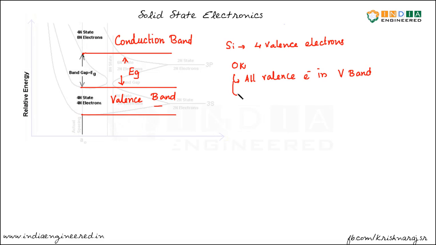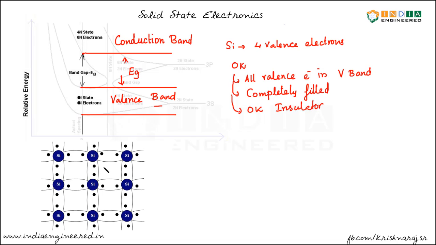Now I have mentioned that the valence band at 0 Kelvin is completely filled. Out of the four states available, we have four electrons occupying them. We have discussed that at 0 Kelvin, silicon acts as an insulator. We have explained in terms of covalent bonds that at 0 Kelvin, all the electrons are in the bonds and they are not free to move. So silicon acts as an insulator. We can explain the same thing in terms of the valence band: we have a completely filled valence band at 0 Kelvin.